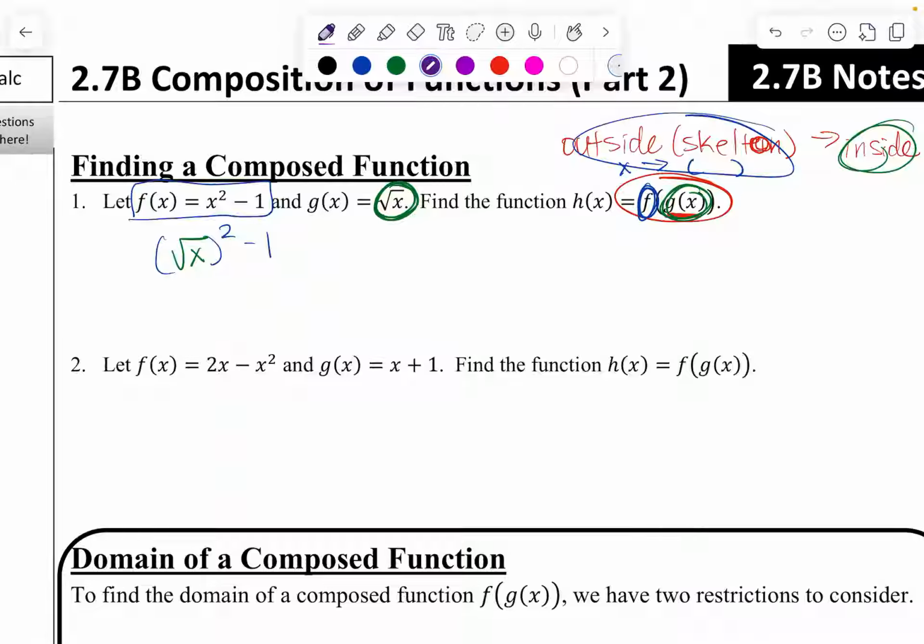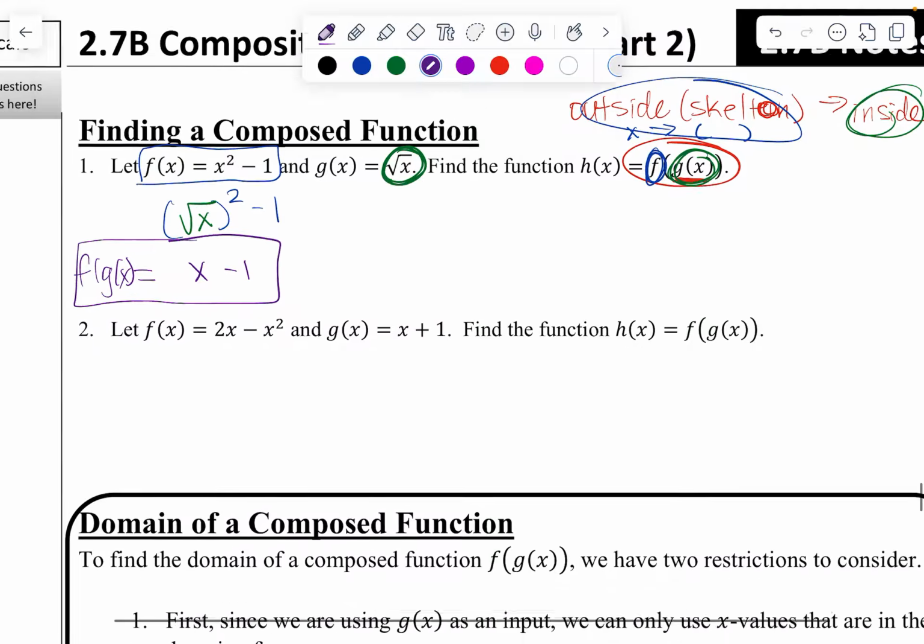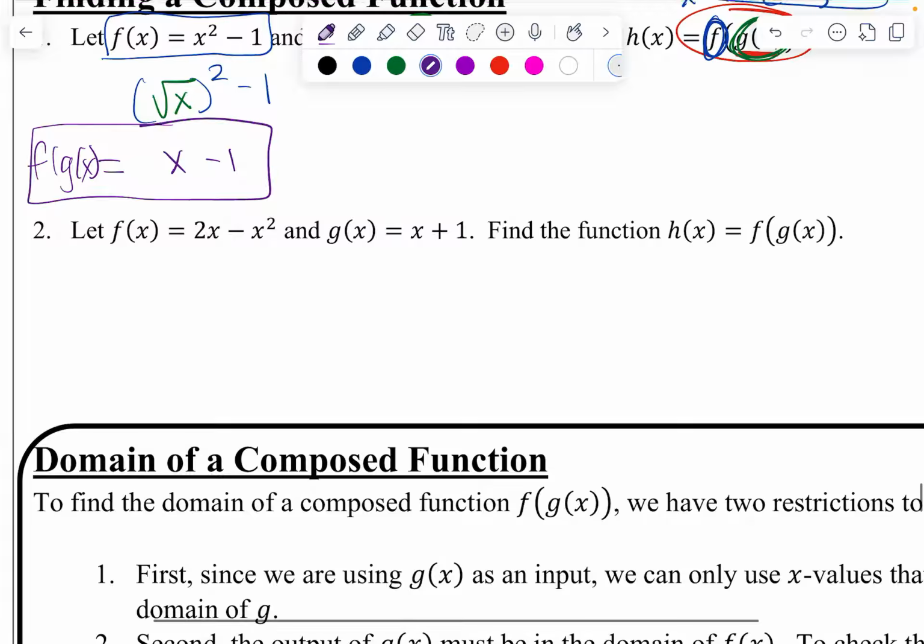Once we have that, we can simplify. We know the root of x squared is just x, minus the 1. So this is our f of g of x. In just a little bit, we'll talk about the domain, but here we go, number 2.